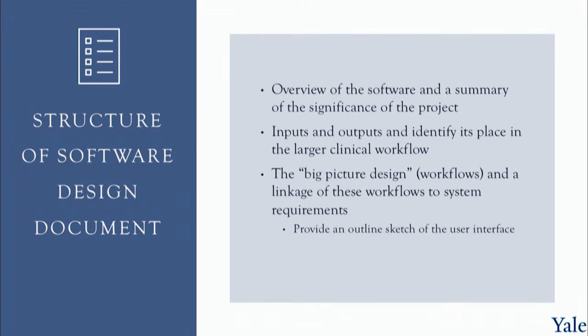We have a big picture design, things like workflows and the linkage of these workflows to system requirements. We may have an outline sketch of the user interface here potentially. And then critically, and we'll come back to this again and again, a list of the external dependencies. What libraries from outside are we using? This becomes an important part of software design.